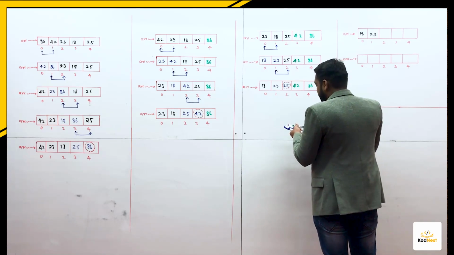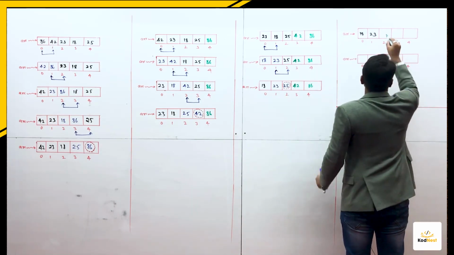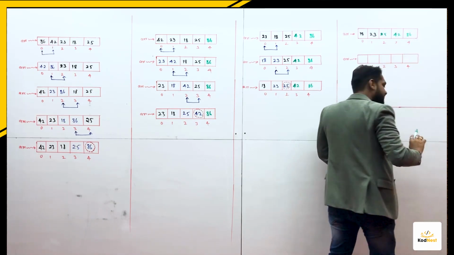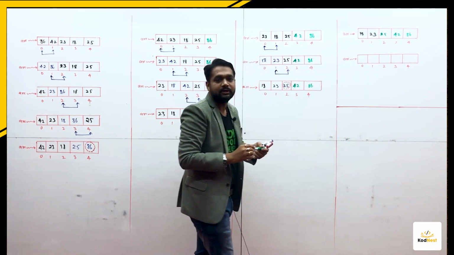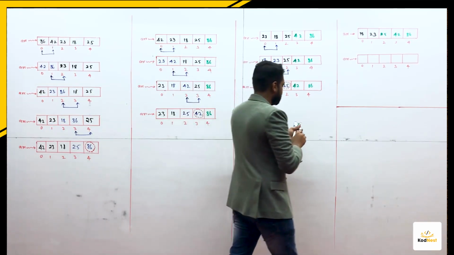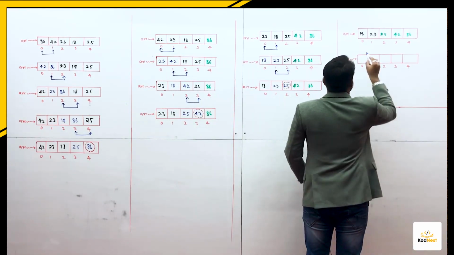The remaining 3: 25, 42, 86. 25, 42, 86 is untouched. They are really untouched. Okay sir, next what? Look at it. Again, make j as 0.